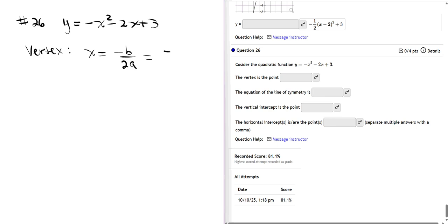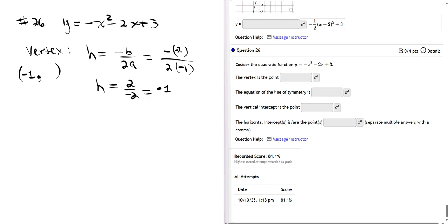So here my b would be -2, so I could do negative, -2 over 2 times a. A is -1 here. So now I have x, or rather, I should really call this h, because that's what we call the x coordinate of the vertex of a parabola in general. And so then I get, simplifying, 2 over -2 is -1. So now I know my vertex point has the h of -1.